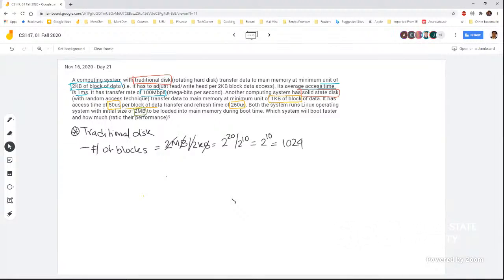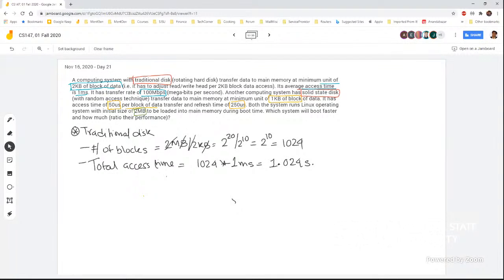Now, as given in the problem, its access time is 1 millisecond. That means we can roughly say that it will need to position its read-write head 1024 times. That means the total access time equals 1024 multiplied by 1 millisecond, which is basically 1.024 seconds.